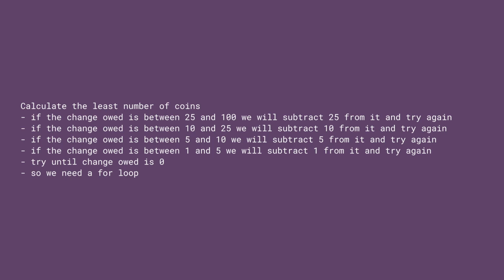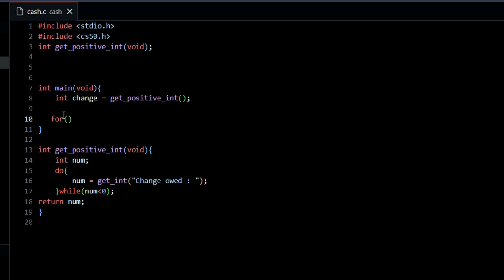Our next task is to find the least number of coins. If the change owed is between 25 and 100, we'll subtract 25 and try again. If it's between 10 and 25, we'll subtract 10 and try again. If it's between 5 and 10, we'll subtract 5 from it and try again. If it is between 1 and 5, we'll subtract 1 and try again. We'll try until the change owed is 0. So we need a for loop. Let's first create a for loop where int i is equal to change, and we'll continue the for loop as long as it is greater than 0.